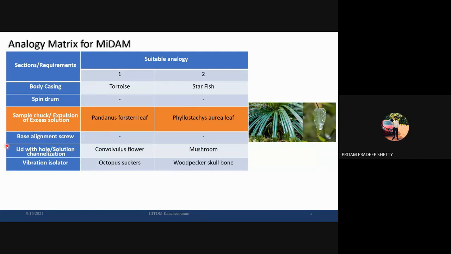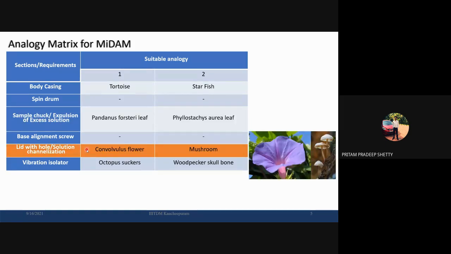So next we'll move on to a lid with hole and solution channelization. As I told, there should be a lid with some opening to allow the drop of solution, right? So how can we make it look better? Shall we just put a lid with a hole, or shall we make it aesthetically pleasing as well? So we looked again for a bio-inspiration for that. This flower, you can see it has this structure. We found it very aesthetically pleasing, so we incorporated it.